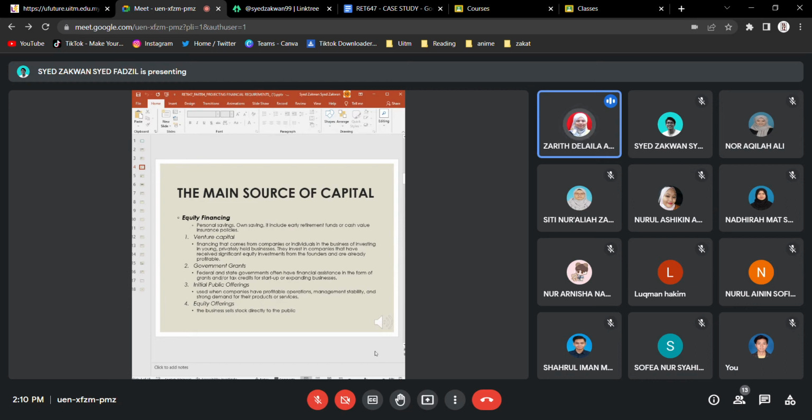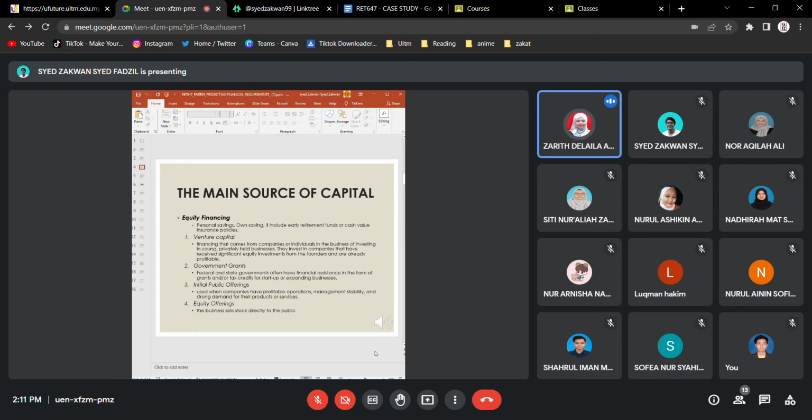Okay, and then next, the last one is equity offering. For this equity offering, actually our business sells our stock directly to the public. Stock maybe we call as our share. Okay, our stock or share. Alright, we can sell our share to the public. So these are all the equity finance that we can find to support our business.